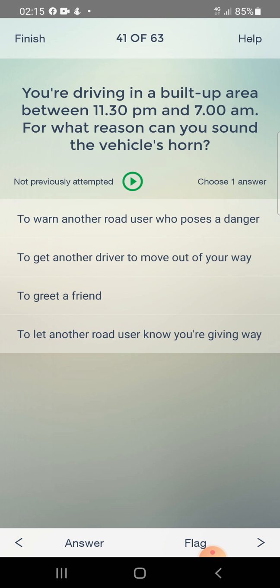You are driving in a built-up area between 11:30 p.m. and 7 a.m. For what reason can you sound the vehicle's horn? To warn another road user who poses a danger, to get another driver to move out of your way, to greet a friend, to let another road user know you are giving way. I think first one, to warn another road user who poses a danger.